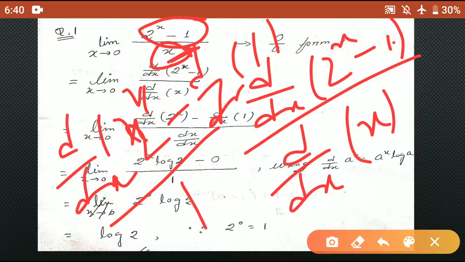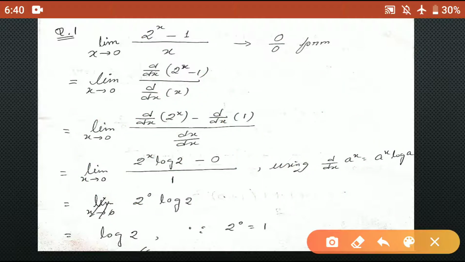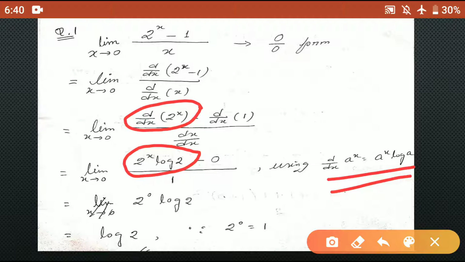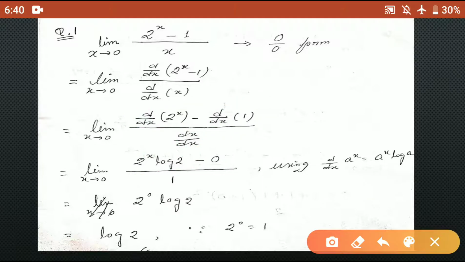So d/dx of 2^x is in the form of d/dx of a^x, and the formula for d/dx of a^x is a^x log a. Therefore d/dx of 2^x will become 2^x log 2, applying this formula. And d/dx of 1 is 0, and in the denominator part dx/dx is 1. So the function becomes 2^x log 2 by 1, that is 2^x log 2.